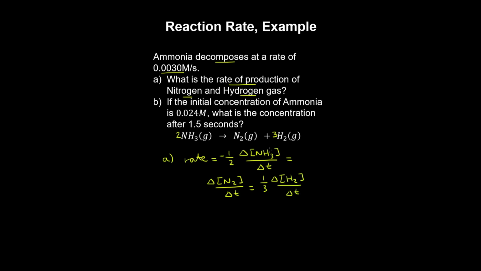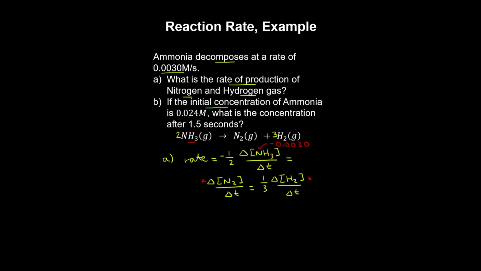And now if you substitute for the given quantity of the rate of decomposition of ammonia, and negative because the reactant's being consumed, then you can solve for the rates of production of both gases.